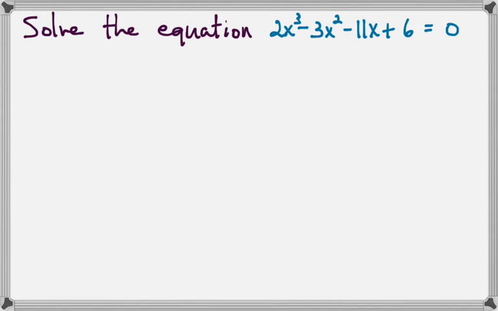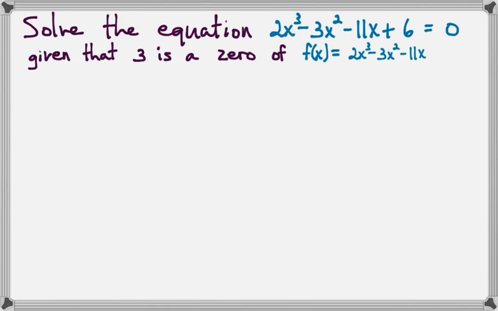So here's the type of problem that we might see in this section for this theorem. Solve the equation 2x to the third minus 3x squared minus 11x plus 6 equals 0, given that 3 is a 0 of f of x equals 2x to the third minus 3x squared minus 11x plus 6. So they have to tell you the equation and they have to tell you one of the zeros.